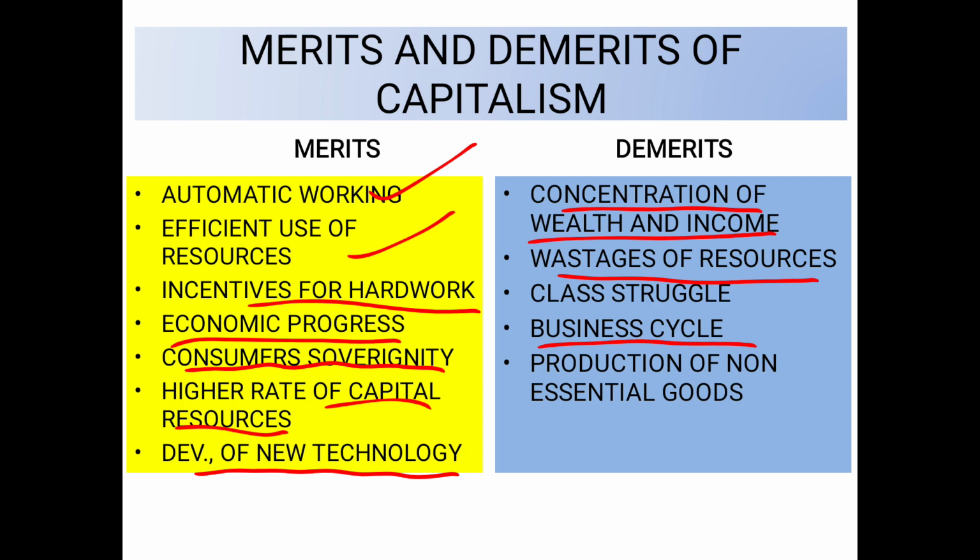Next is production of non-essential goods. They sometimes produce harmful products and try to make profit out of it. Right? So there's no one to ask as such because they are free to do whatever business they like.